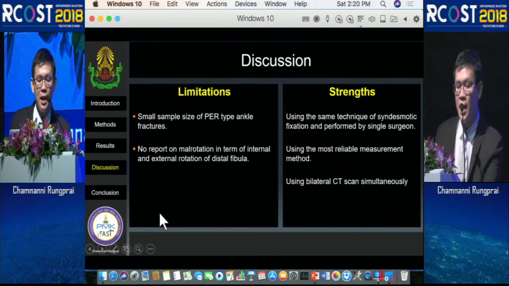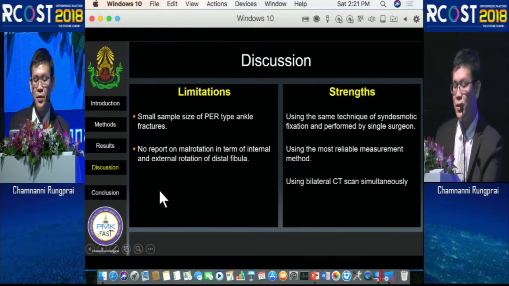Limitations of our study are a small sample size in the PER type ankle fracture, and no report on malrotation, in terms of internal or external rotation of the distal fibula. However, the strengths of our study are that we used the same technique of syndesmotic fixation, direct visualization using the anterior distal tibia-fibula line, and all surgeries were performed by a single surgeon. We used the most reliable measurement method based on the comparative study from JBJS, and we used bilateral CT scan simultaneously after the surgery.